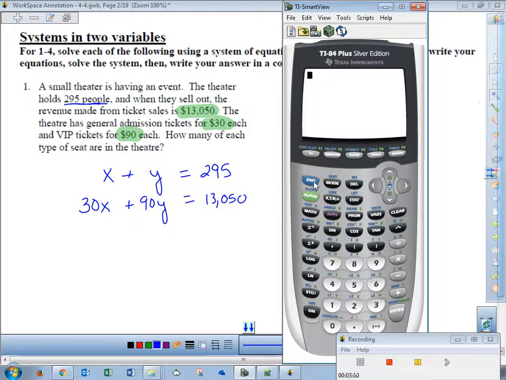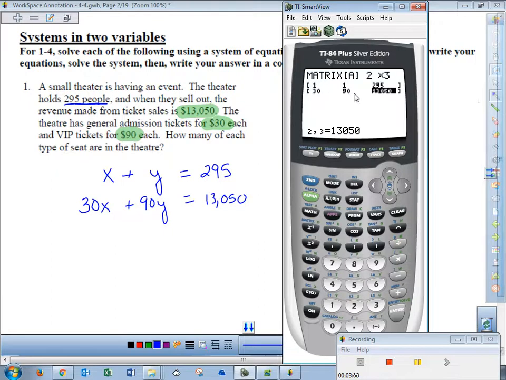So again, how we do that is on our graphing calculator, we go to second matrix, and we want to edit. So we scroll over the top to edit, and then this is a 2 by 3 matrix. So 2 by 3, and again it asks us, maybe we can change our dimensions. We just hit enter a couple times because it's on 2 by 3, and we enter all our coefficients in. It's 1, 1, then 295, enter, 30, 90, and then 13,050. Enter. Make sure you hit enter.